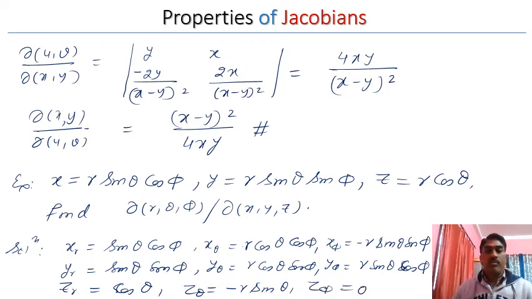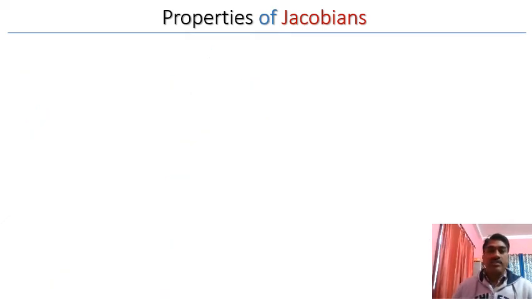So now we will put these partial derivatives to find our Jacobian of xyz with respect to r, theta and phi. So let us try to find.